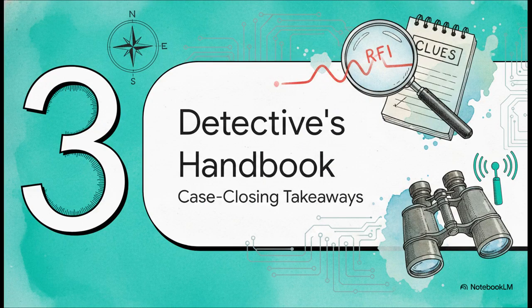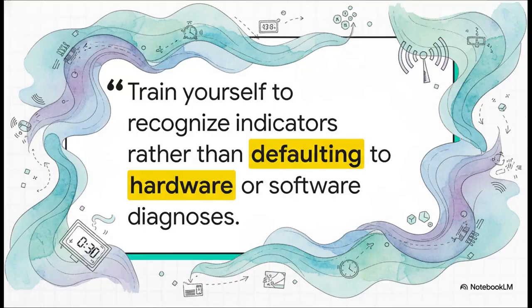All right, let's start to wrap this case up. We're going to summarize the absolute key takeaways here. Think of this as your official detective's handbook for cracking these kinds of mysteries. Rule number 1, and this is the big one, pattern recognition is everything. You have to train yourself and your team to spot these signs instead of just automatically blaming the hardware or the software. That's the default, right? Don't do it. Look for the real clues in the timing and the location of the failures.